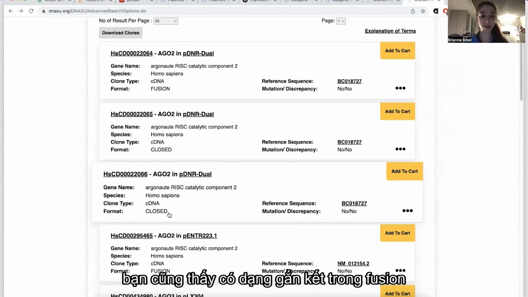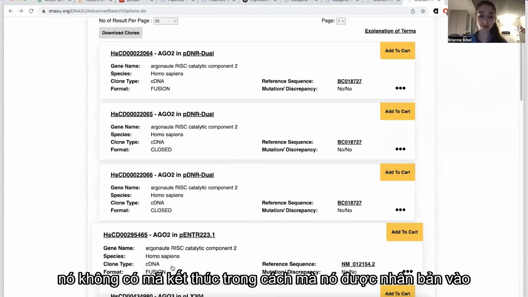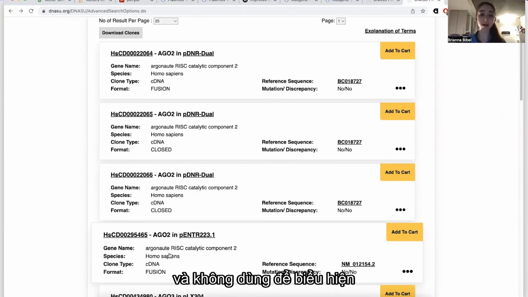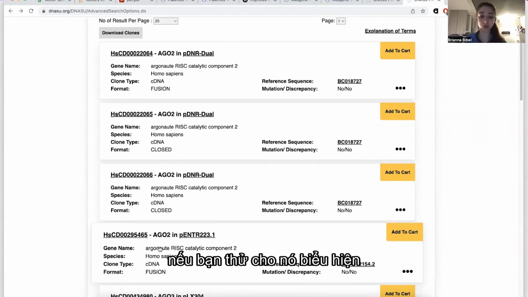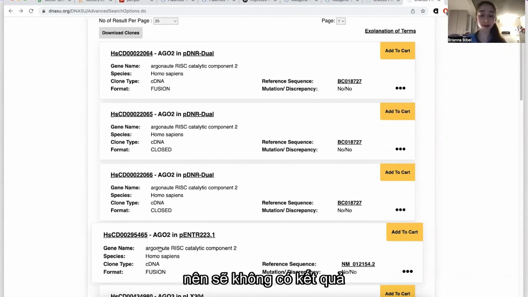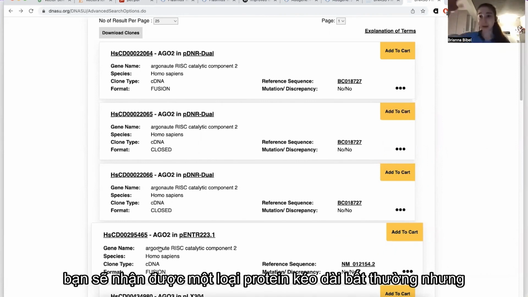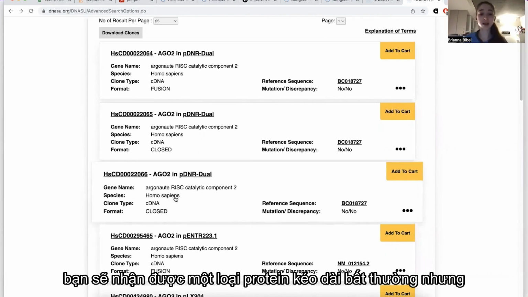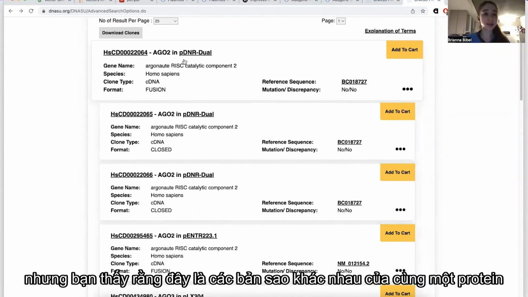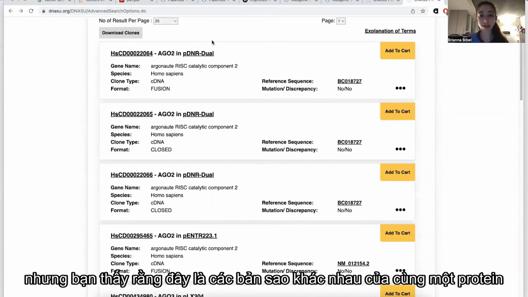You also see that there's closed and fusion. Fusion doesn't have a stop codon in the way that it's cloned in. So these are just for cloning, not for expression. If you were to try to make it express, there's no stop codon, so it wouldn't work. You'd get some weird run-on protein. But the closed one does have a stop codon. You can see these are different clones for the same protein.